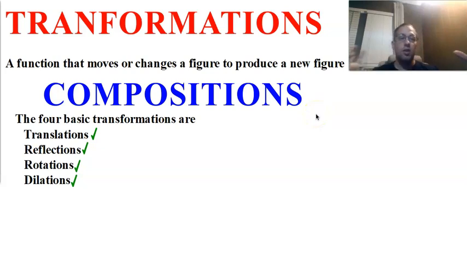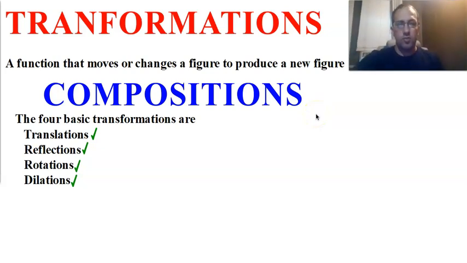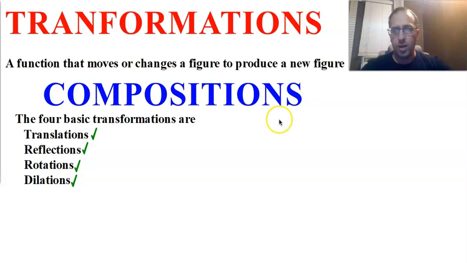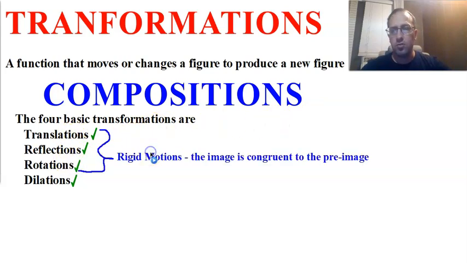This is where we're going to take two or more of these transformations and put them together to do something more complicated. Now these first three transformations, the translation, reflections, and rotations, are called rigid motions. What this means is that the image is congruent to the pre-image.